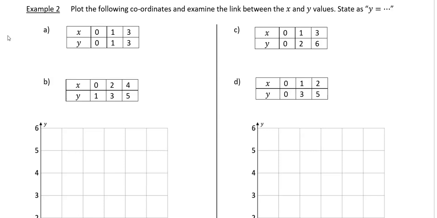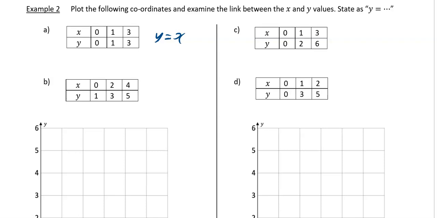So in this one, if you look at your X value, when your X value is equal to 0, your Y value is also equal to 0. When your X value is equal to 1, your Y value is also equal to 1. When your X value is equal to 3, your Y value is also equal to 3. So first of all, to get the relationship, this is Y is equal to X.